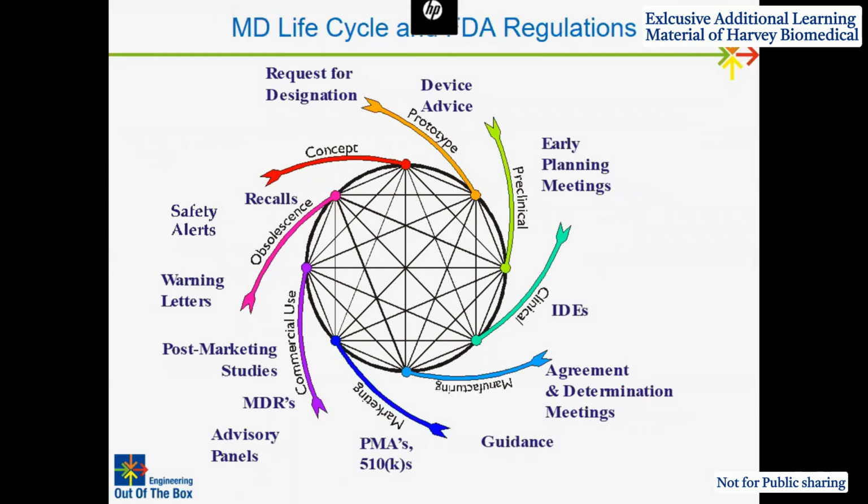To see the medical device life cycle and FDA regulations, request for designation, you see all the chain. Might be you understand why this picture is percolating in your mind. There are different stages: concept stage, clinical stage, commercial use, marketing, manufacturing, clinical, preclinical, with device advice, early planning meeting, IDE agreement, determination, so many things, right? These all will be interlinked. You see the concept is interlinked to the manufacturing, and clinical is interlinked to the preclinical, and the commercial use is interlinked to the preclinical.